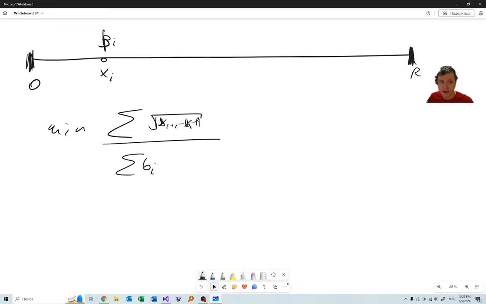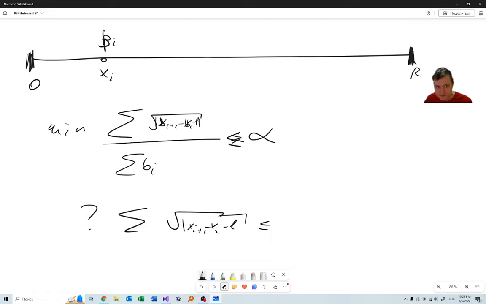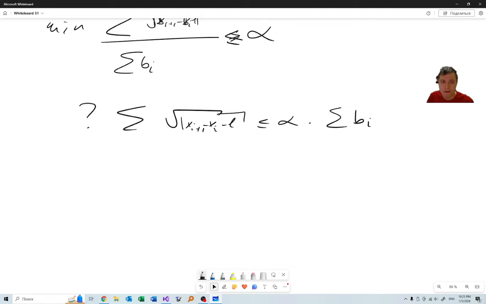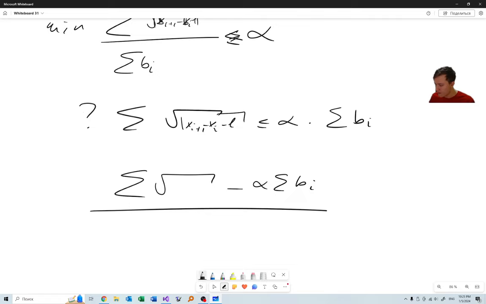So let's check that the answer is at most alpha. So we would like to find out if it is possible to have the answer at most alpha. So we would like to check, is it possible to have the sum of all these square roots at most alpha times the sum of b_i. And on the prefix, the only thing that interests us is the sum of square roots minus alpha times the sum of b_i's. So on each prefix, we just want to minimize it. And that's it.